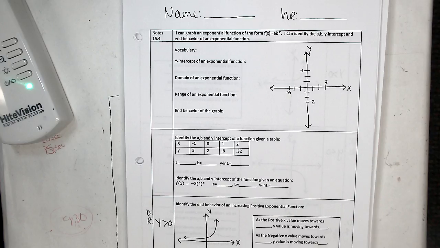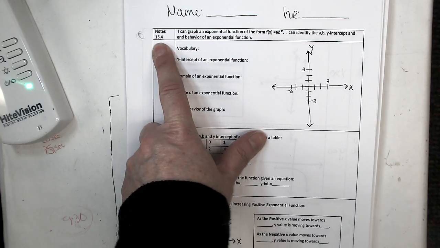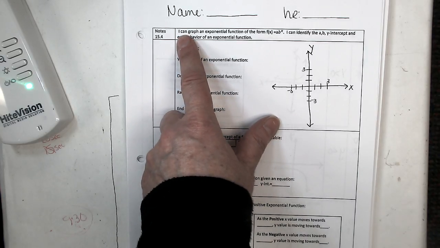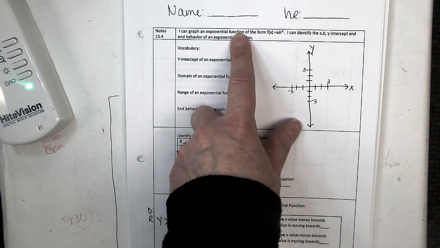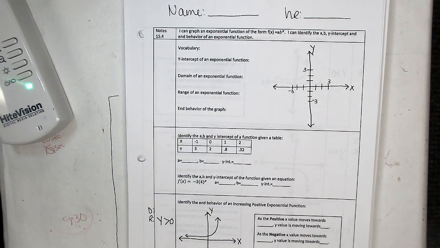Right, so here today, guys, we are going to talk about notes 15.4, which is your I can statement: I can graph an exponential function in the form of a times b raised to the exponent of x, which I am assuming now that you can do, okay? Because we've already done that in a couple lessons, right? So I think you're probably in good shape.